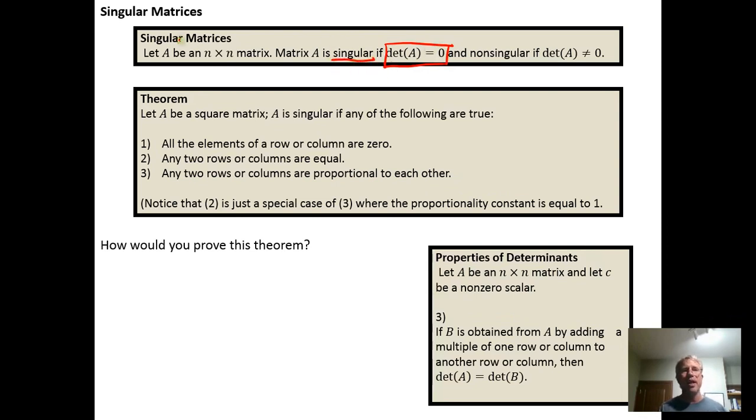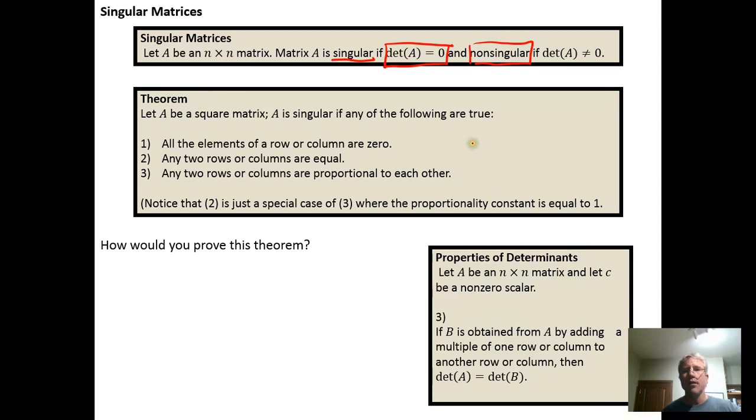So we're going to say, if we have a square n by n matrix, we say it's singular if its determinant is zero. And then we're going to say it's non-singular, or the opposite of singular, if the determinant isn't zero. So very simple. Singular matrix means the determinant of that matrix is zero. And then that leads directly into a theorem.